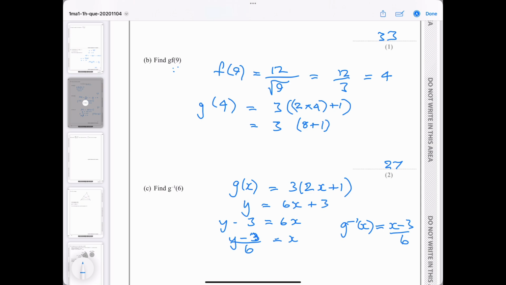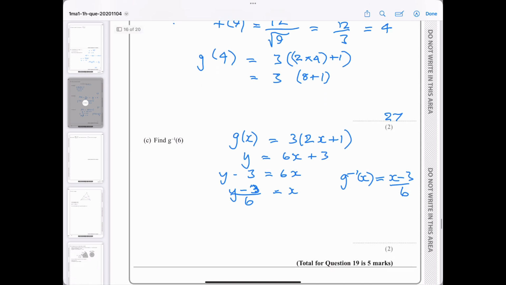So what do we get if we put 6 into that? So g to the minus 1 of 6 equals 6 minus 3 over 6, which is 3 over 6, which equals a half.